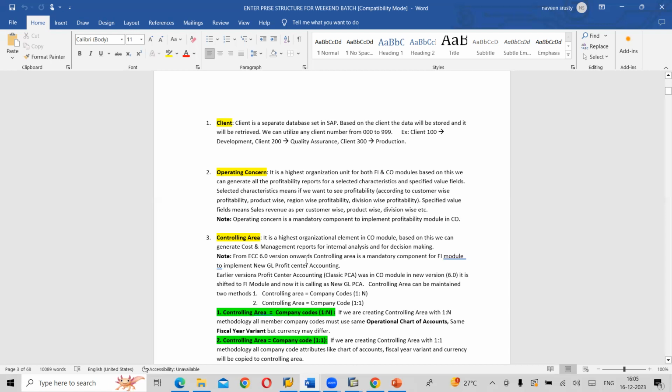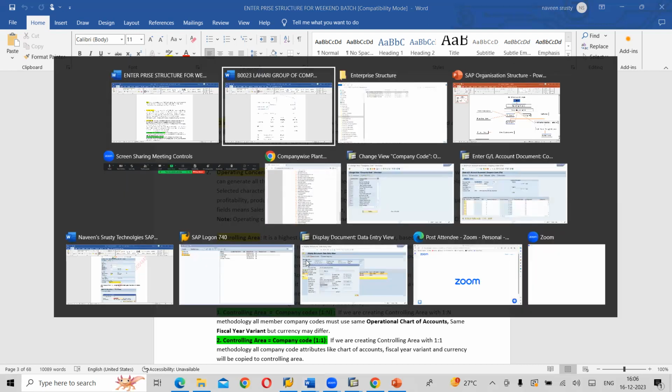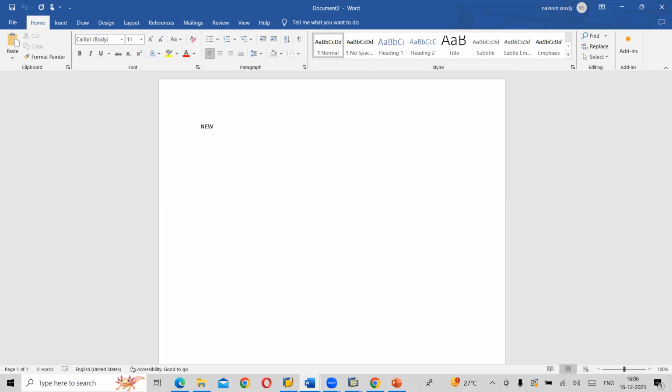Earlier, before ECC 6, the profit center accounting was in the CO module, and most customers were not satisfied with SAP. In SAP FI, the reports we used to generate were GL debit equals GL credit. That's it. Single dimensional reports. We are going to repeat this a number of times: single dimensional reports, GL debit equals credit.